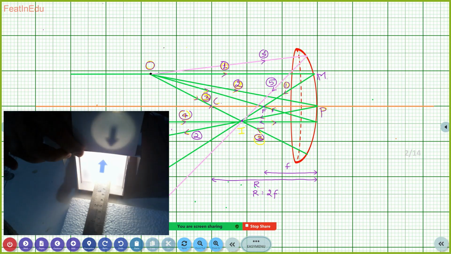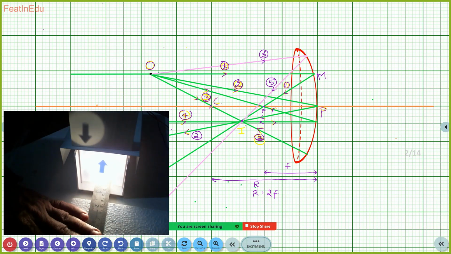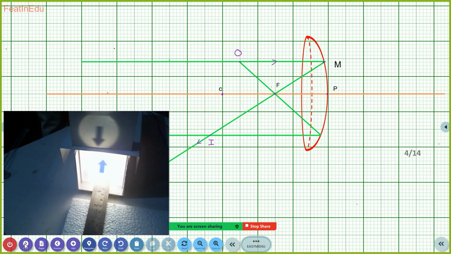Right? Now you bring the mirror back to the original position. That is, both the image and the object must coincide at the same point, right? So it is coinciding at the same point. Now I am reducing the object distance, bringing it closer to C. When I reduce the object distance, the image distance will be more.